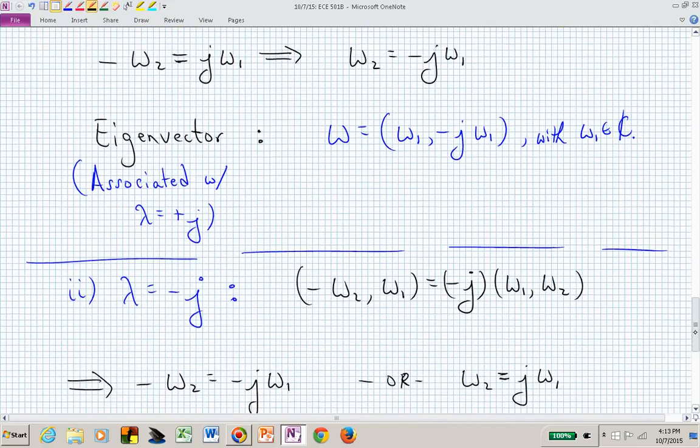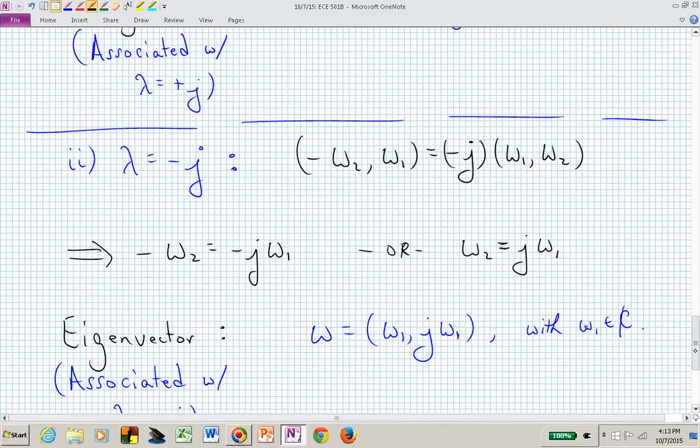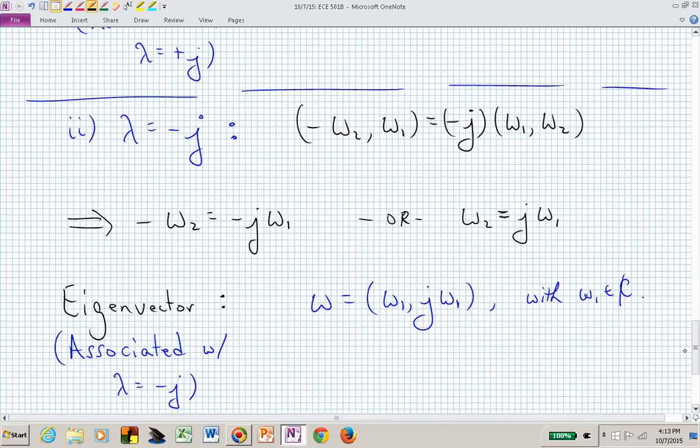If we now look at the other eigenvalue, we had two distinct eigenvalues. We can do the same analysis, except now we're using a scalar of minus j. That's now our eigenvalue. This now produces two equations that are equivalent. Let's just look at the first coordinate in that two-coordinate equation, and we get minus w sub 2 is equal to minus j omega sub 1. Or multiplying by minus 1, we see that the second coordinate is j omega 1.